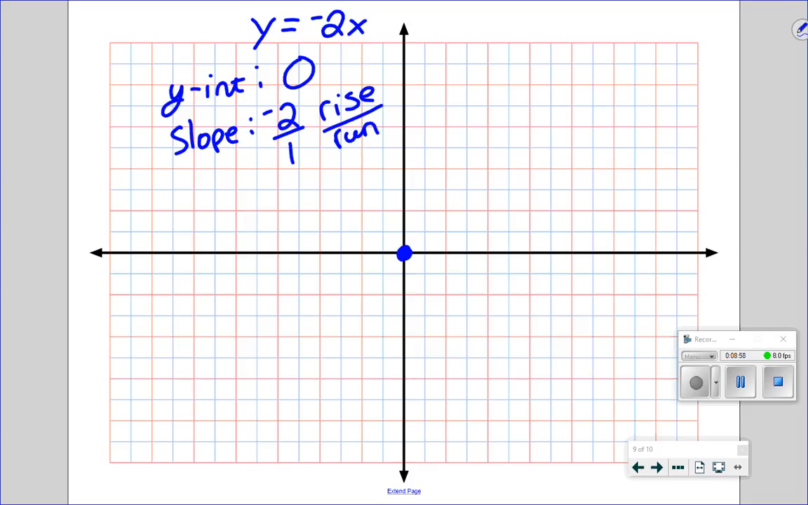And then once you plot your y-intercept at 0, you use your slope to go down 2 over 1. There's my next point. Down 2 over 1. Down 2 over 1. Plot a few points and connect the dots. So that is how you graph a line in slope-intercept form, using the y-intercept and the slope to graph the line.